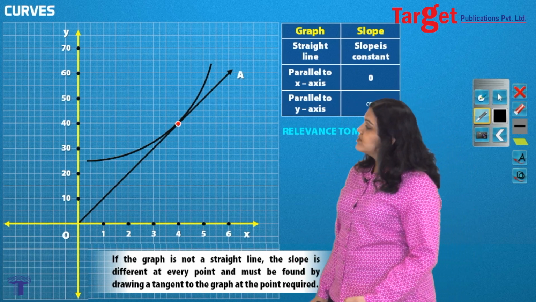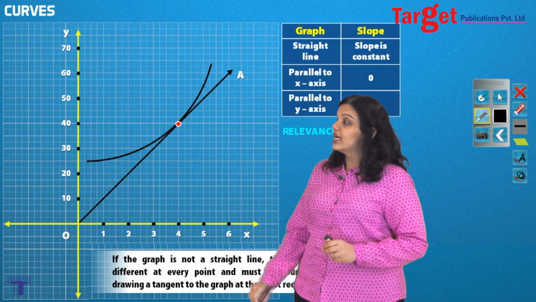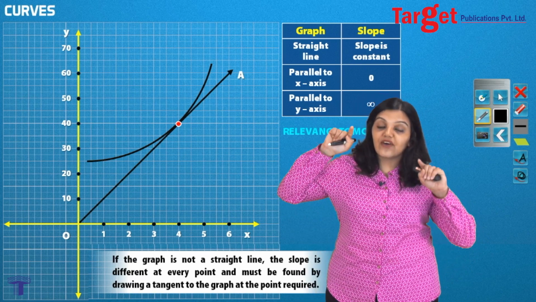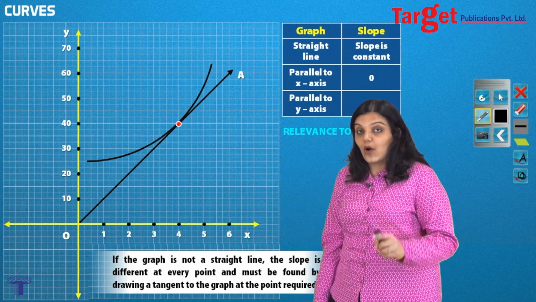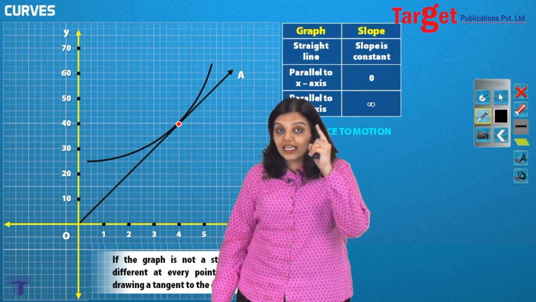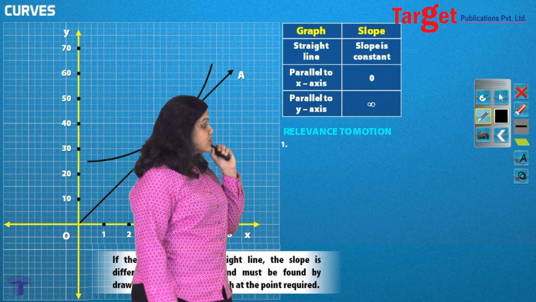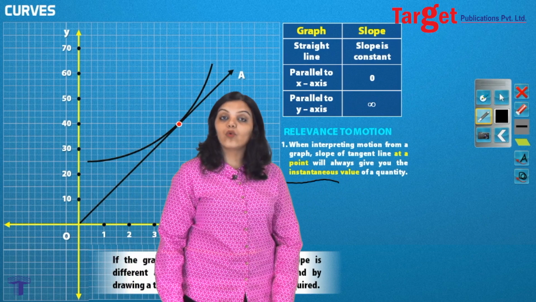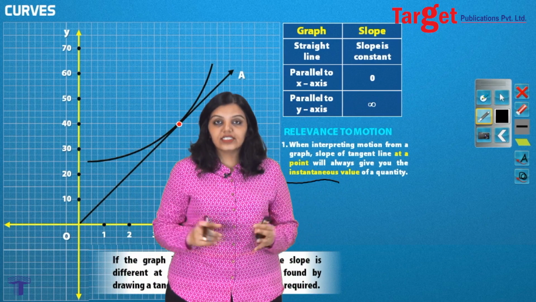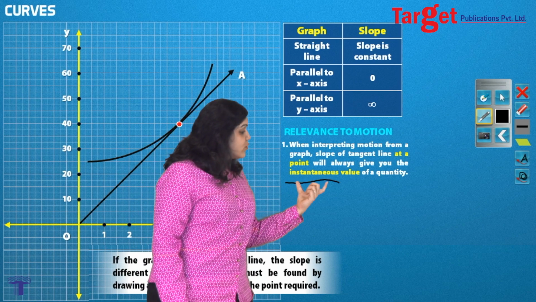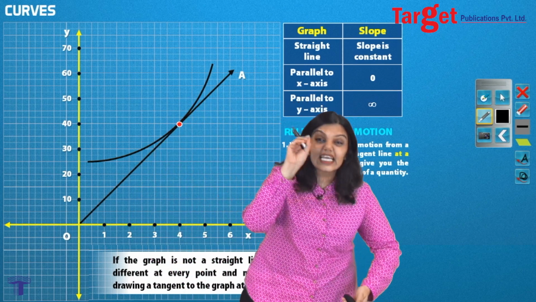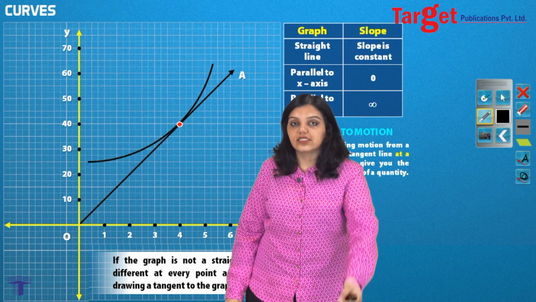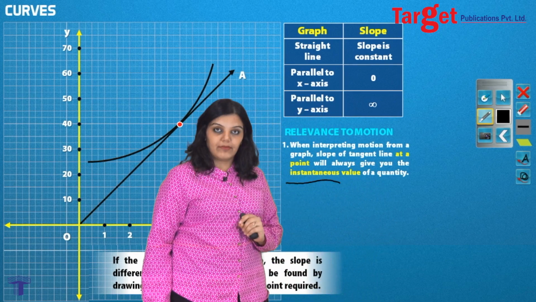In this graph, I am saying that if I want to find the slope at a single point, I will draw a tangent line at that point and I will find the slope of that point. Now, if you find the slope in this way, then in that case, what you have found is the instantaneous value of the quantity. We will talk about what quantity, but I am trying to say that if you have to find the slope at a single point on a curve, then what you have found is the instantaneous slope. And that's what I want you to remember.